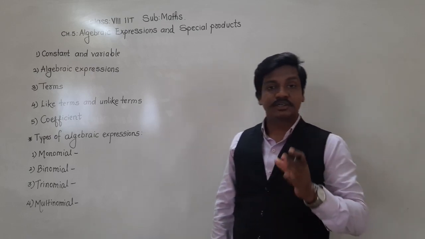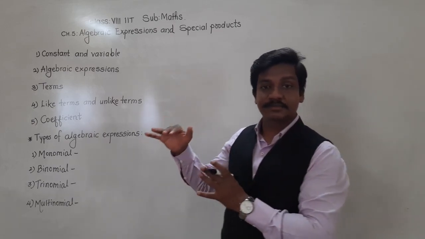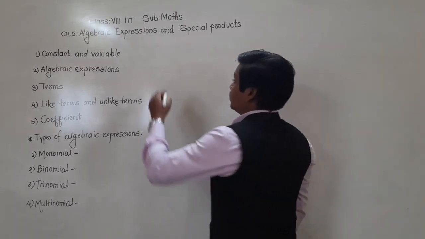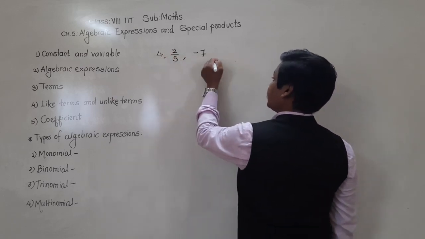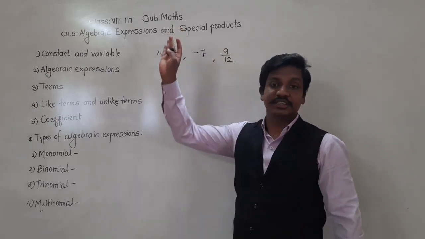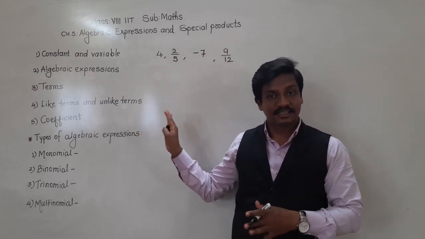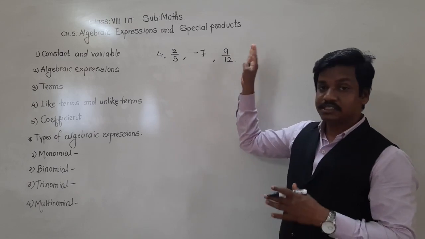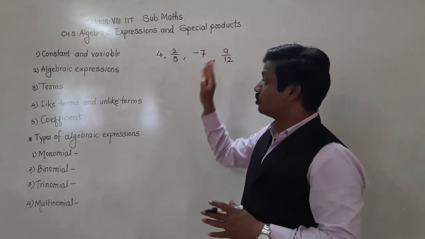Now, constant means what? The symbol in an algebraic expression that has a fixed value, like these numbers: for example, 4, 2 upon 5, minus 7, or 9 upon 12. Such numbers are called constants because their value is fixed. 4 means its value is 4 only. It's not 5 or 6. Its value is 4 only. The meaning of saying their values are fixed is that they are called constants.